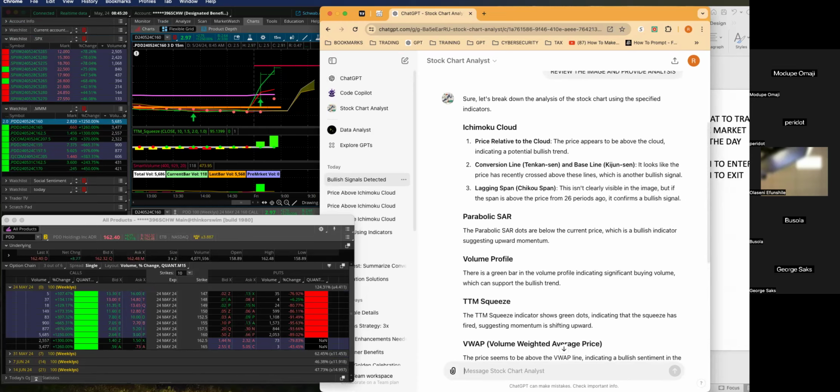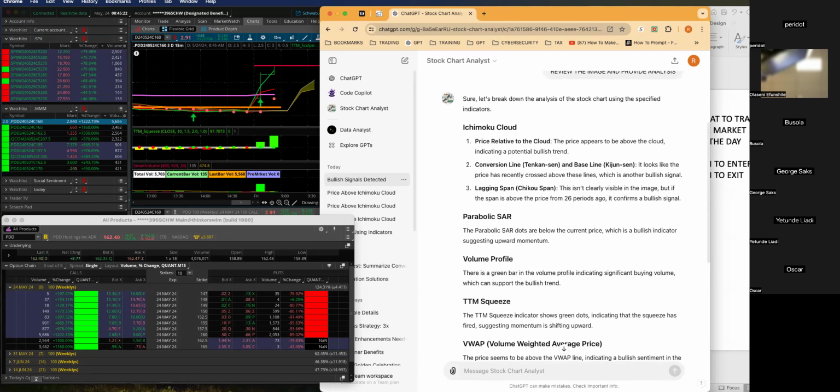It's almost like you don't even need anybody to teach you what to do anymore. And this is a tool that I believe will transform the way you trade. This is AI at its best.